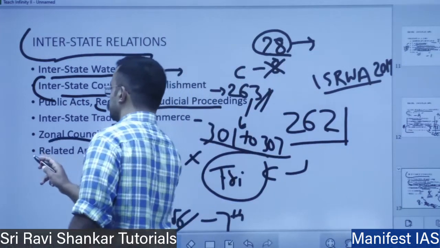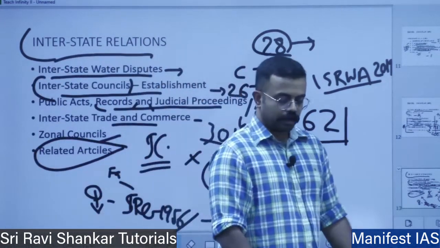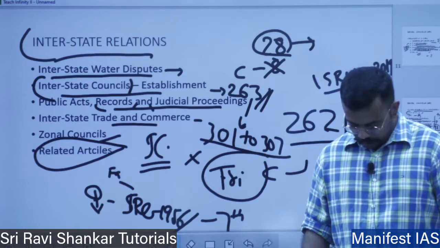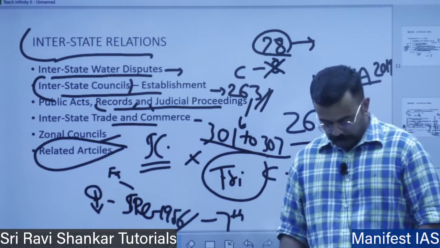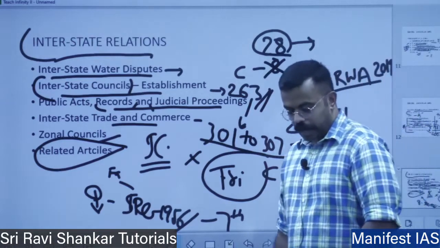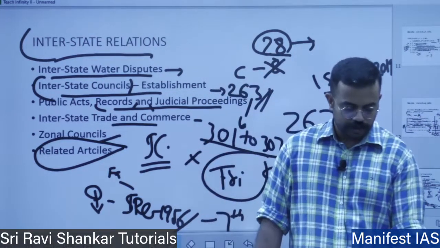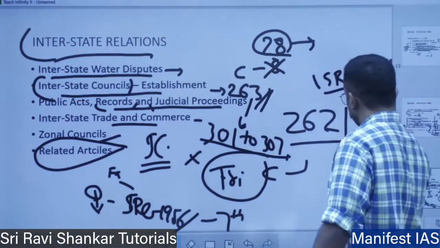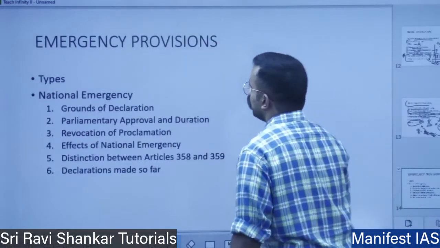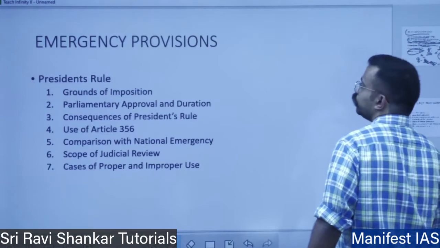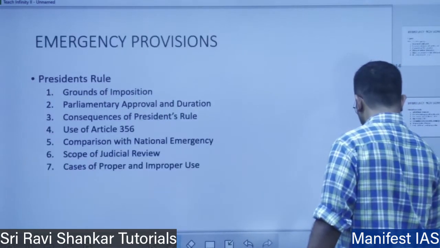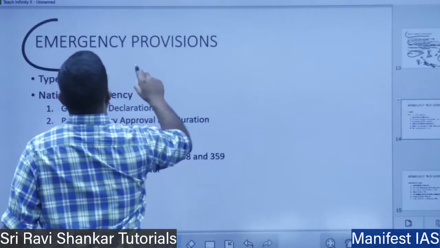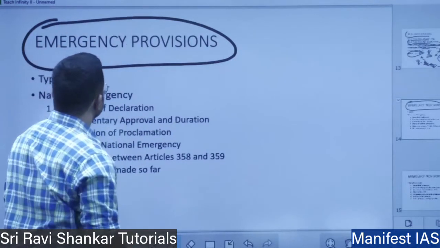Related articles, which is a ritual after every chapter. We have articles starting from 261. Article 261 is not so important, but articles 262 and 263 are important. Then come articles 301 to 307, not so important. Next we will move to the next chapter, emergency. It is very important. Direct questions can be asked from the chapter on emergency.